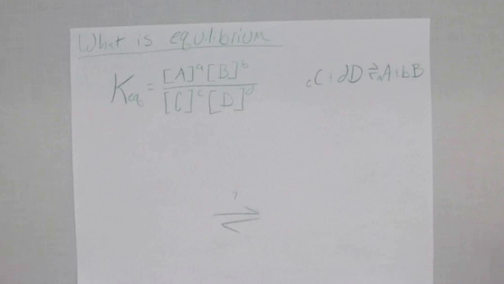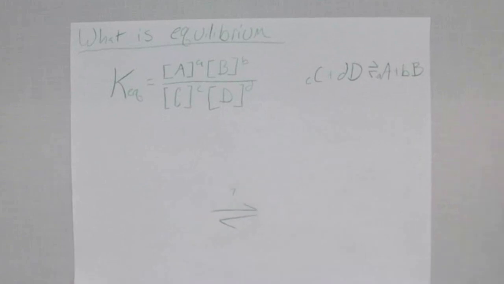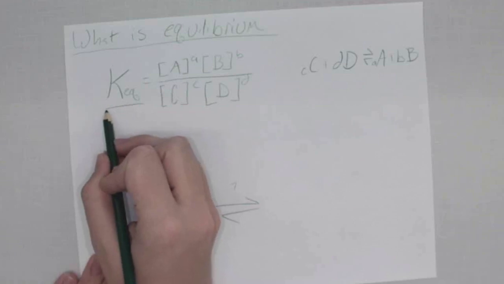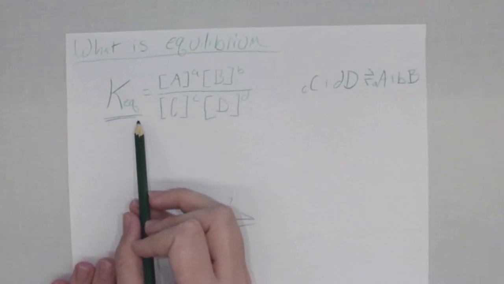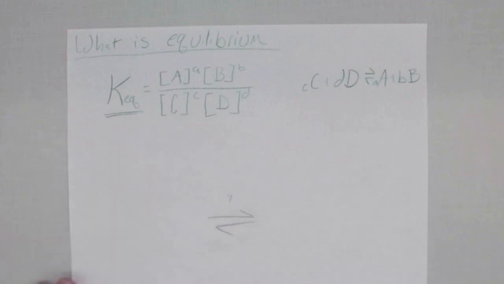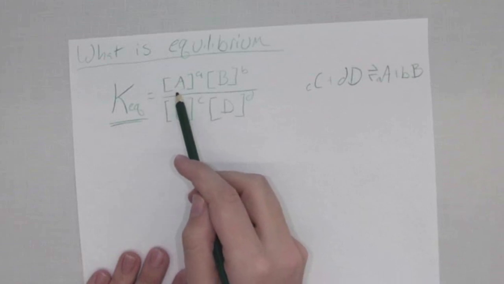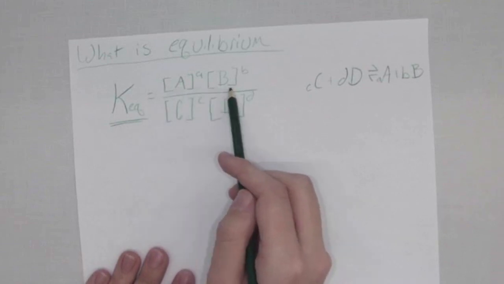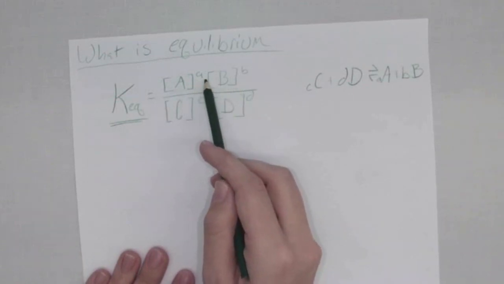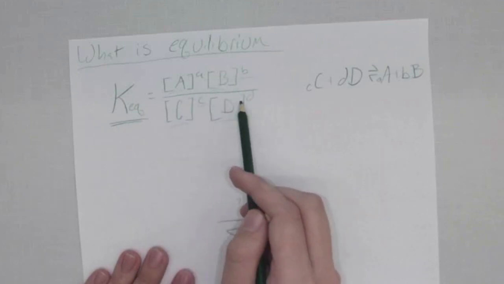What makes equilibrium unique is we can look at how much of one side we have versus the other, either the reactants, the side on the left, or the products, the side on the right, based on something called the equilibrium constant. That is written as K. Sometimes you'll see it as Keq or Kc or Kp. We'll cover what all those are, but all of them are equilibrium constants, and they are equal to the concentration of the products, in our case A and B, raised to their stoichiometric coefficients over the concentration of the reactants raised to their stoichiometric coefficients.